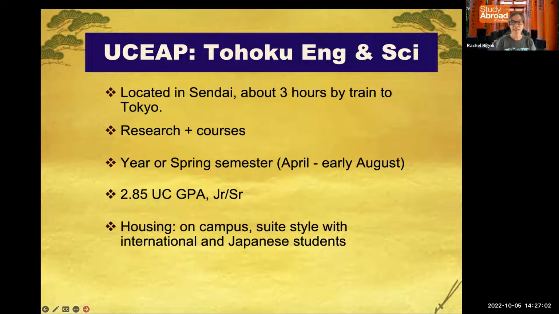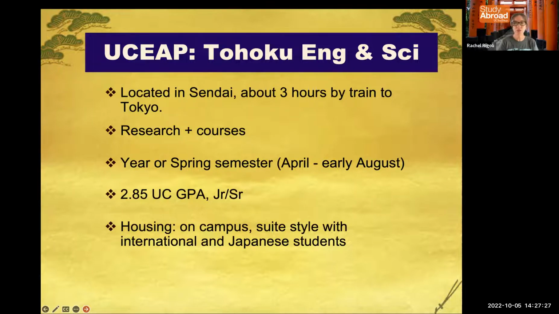And you could take classes, and they offer Japanese language. They offer some Japanese culture classes. They offer some STEM classes. I think they have a marine bio class. And then there are also some social science and humanities courses that may be available to you through one of the other departments at Tohoku that are offered in English. So it's going to be a hybrid of research plus classes.